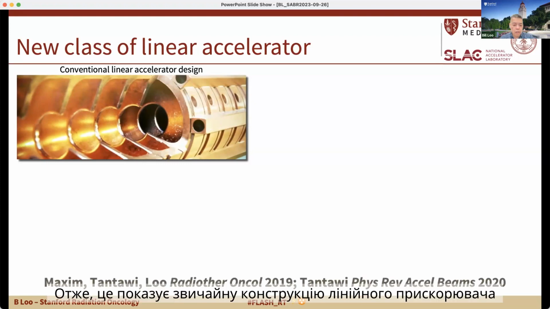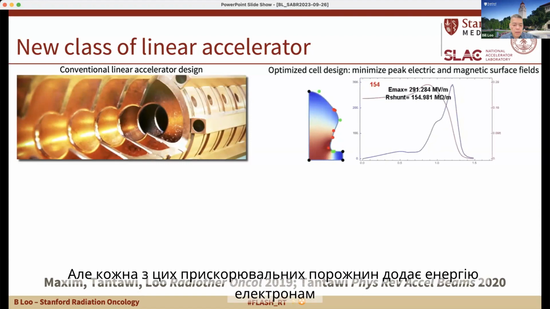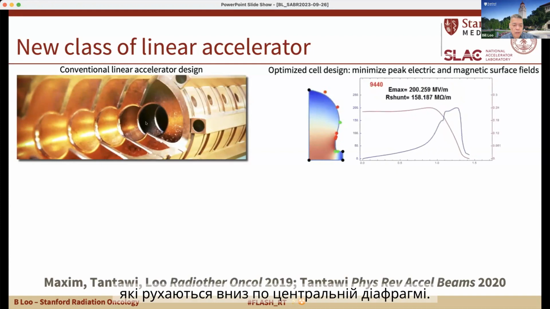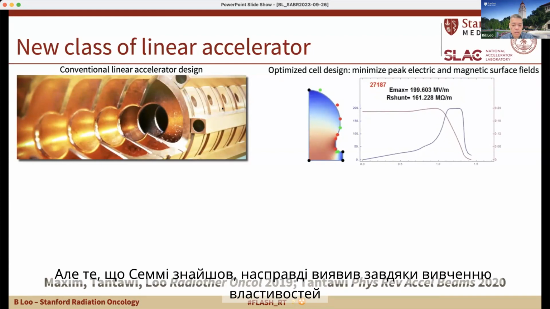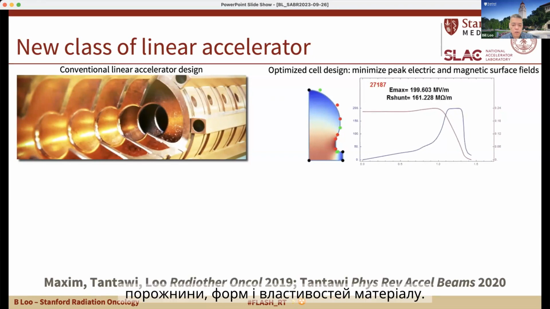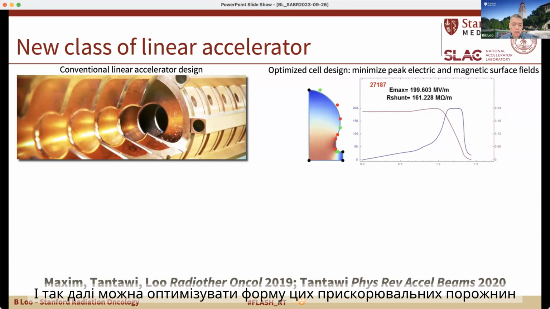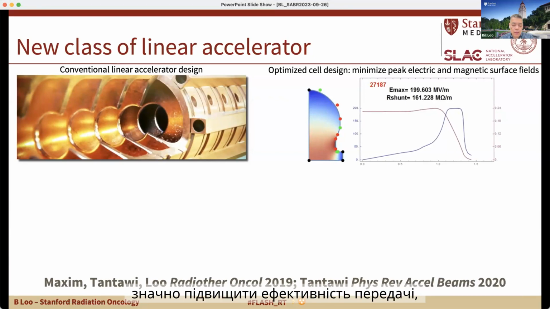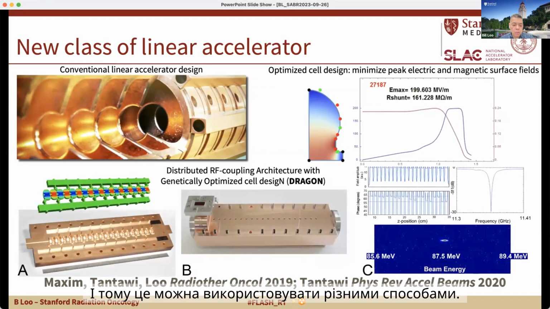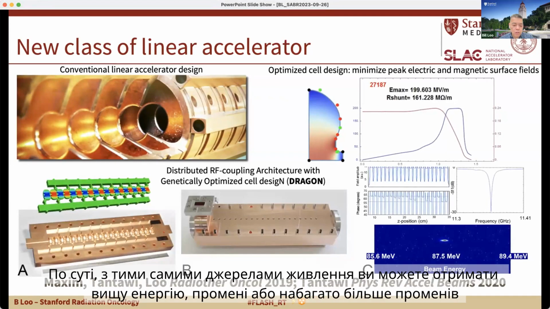So this shows conventional linear accelerator design, where each of these accelerating cavities are adding energy to electrons that travel down the central aperture. But what Sami discovered, by studying the properties of the cavity shapes and materials properties and so on, is that optimizing the shape of these accelerating cavities can dramatically improve the efficiency of transferring the radio frequency power to the electrons. And so that can be used in multiple ways. Basically, with the same power sources, you can get higher energy beams or much more beam current.